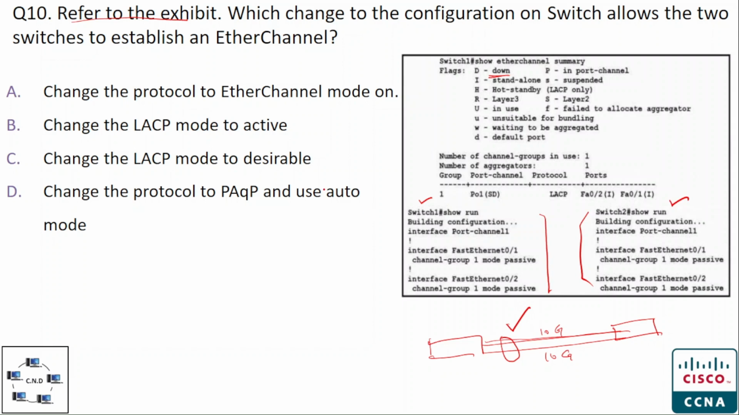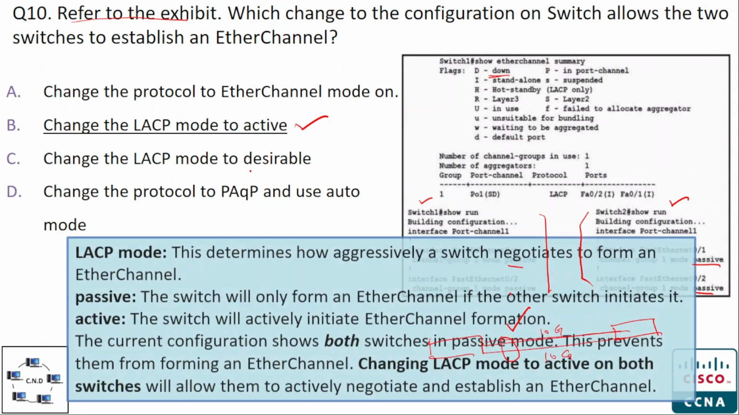So the options are: option A, change the protocol to EtherChannel mode on; option B, change the LACP mode to active; option C, change the LACP mode to desirable; and option D, change the protocol to PAgP and use auto mode. And the correct option is to change the LACP mode to active. Here we can see that we have the mode as passive on both the switches, so changing the mode to active will do the trick.